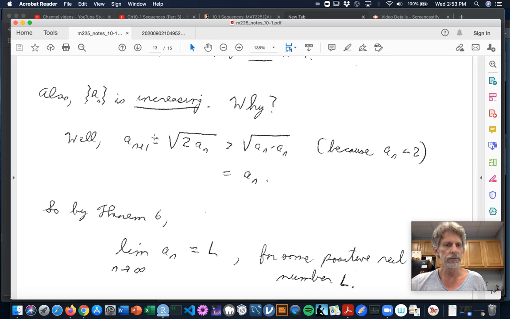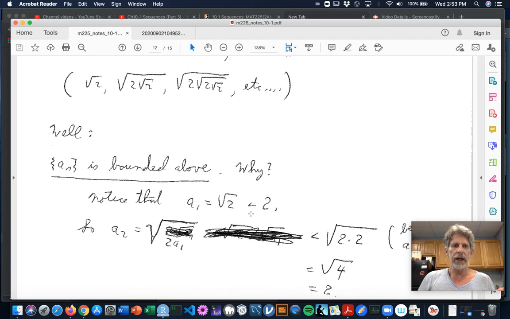And why do I say that? Well, look at a sub n plus 1. By the builder rule, it's this. But I know that 2 is bigger than a sub n. The sequence is bounded above by 2. So if I replace the 2 with an a_n right here, I will have something smaller. And that something smaller is a_n. So I've just shown that a_n plus 1 is always going to be bigger than a_n. So my sequence does increase.